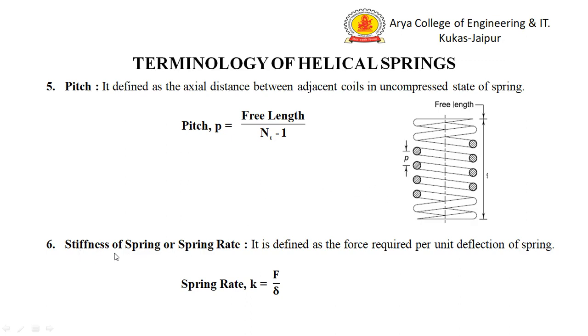Next is the stiffness of the spring or spring rate. It is defined as the force required to produce unit deflection. Therefore, spring rate k is equal to F upon delta, where F is the force and delta is the deflection.